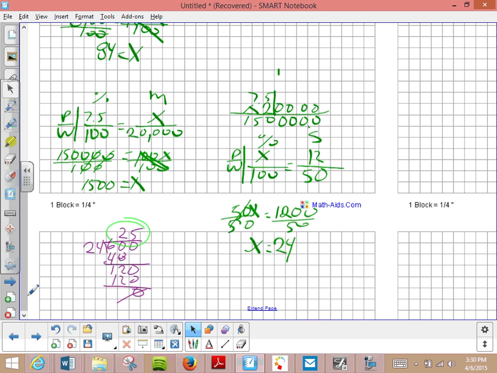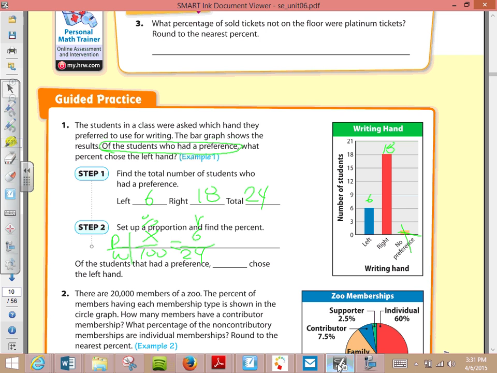We do behave sometimes. So here's the answer. It's 25. So that means 25% of the students prefer left hand. It's kind of strange. Out of 24, that's not the percentage. That's the number of students.